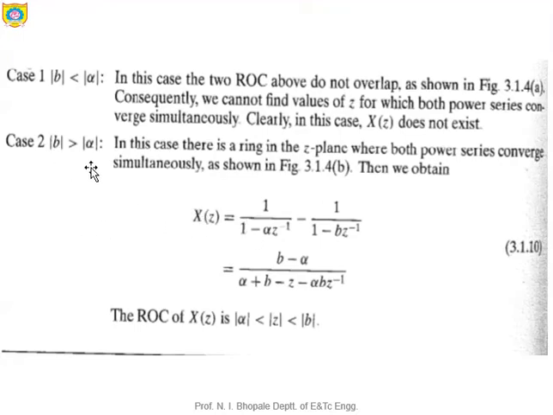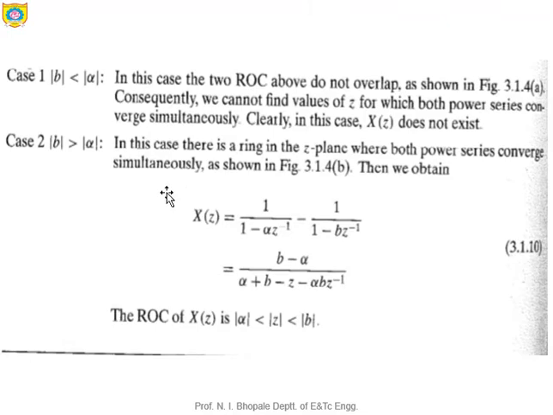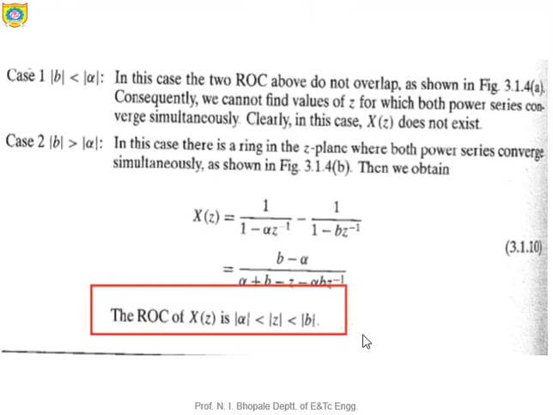So when alpha is less than b, the value in which we are interested, then only can we calculate the Z transform. When it is the case, the ROC lies in between alpha and b. So to summarize, this is the ROC.